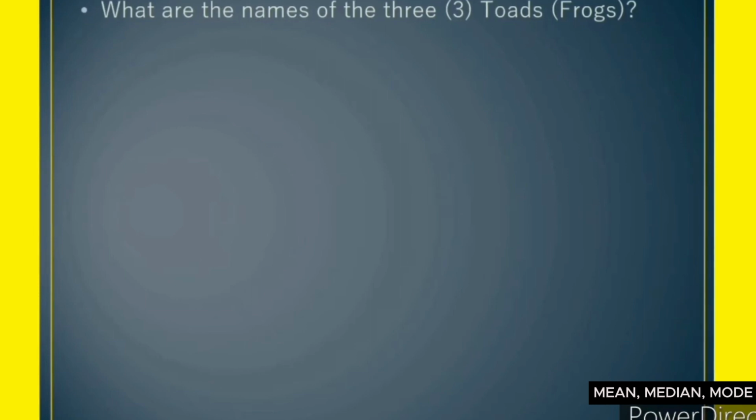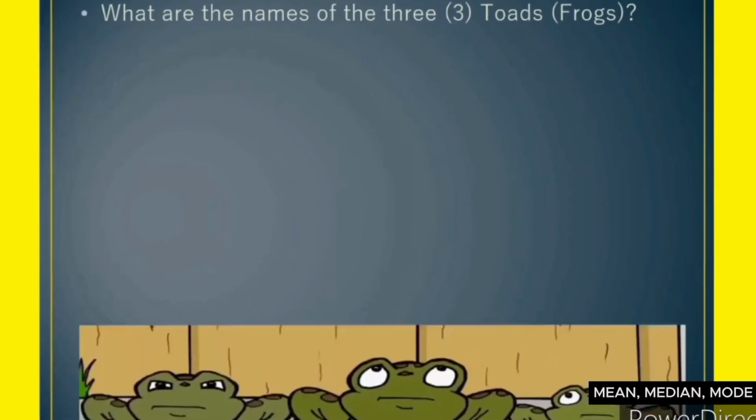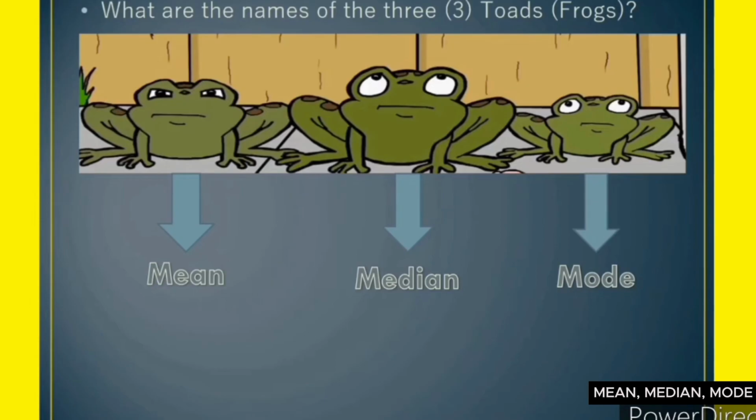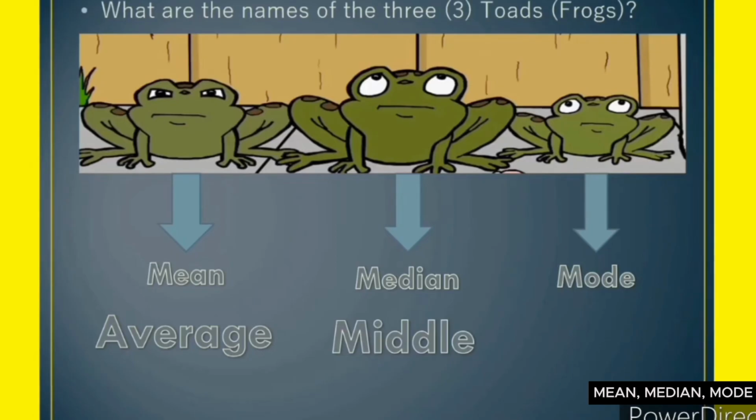First thing to do, let's see what the names of the three frogs are. The first frog is named mean, the second is the median, and the third one is mode. Mean is sometimes called the average, median is the middle, and the mode is the most popular of all numbers.